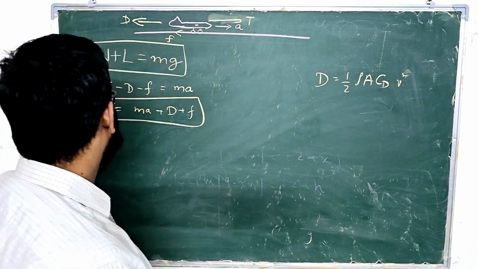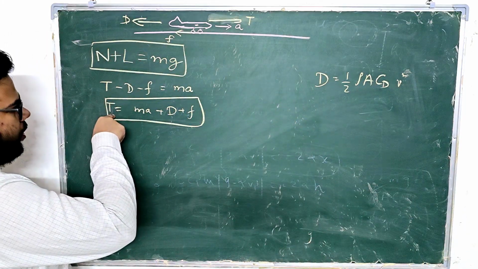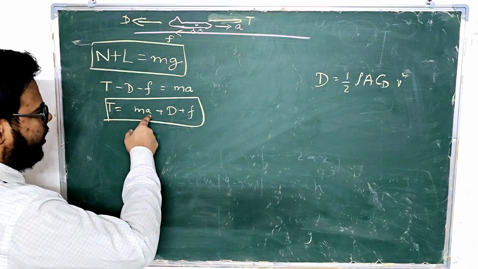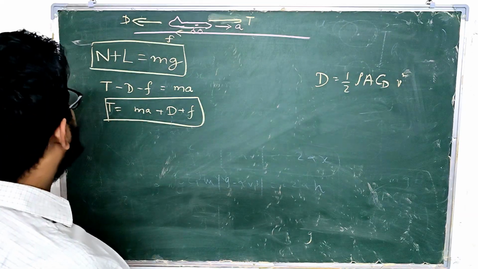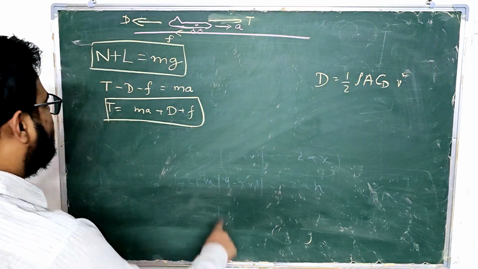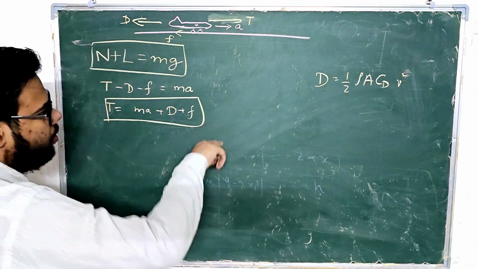Okay, so this is the thrust required over here. So this is the thrust at any moment. Okay, so N plus L is equal to mg, and this is along the horizontal axis.